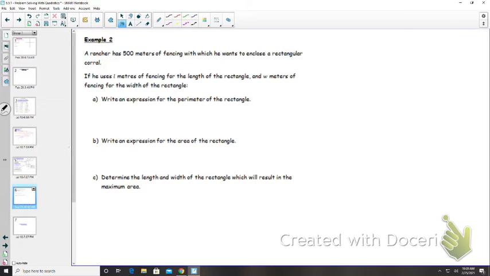Okay, so example 2, a rancher has 500 meters of fencing and he wants to enclose a rectangular corral. Okay, so just a stock diagram of a corral. This is going to be my length, width. Be 200 by 200 by 100 and 100. Oh wait, no, that's not 500. We'll get there. Okay. So write an expression for the perimeter of the rectangle.